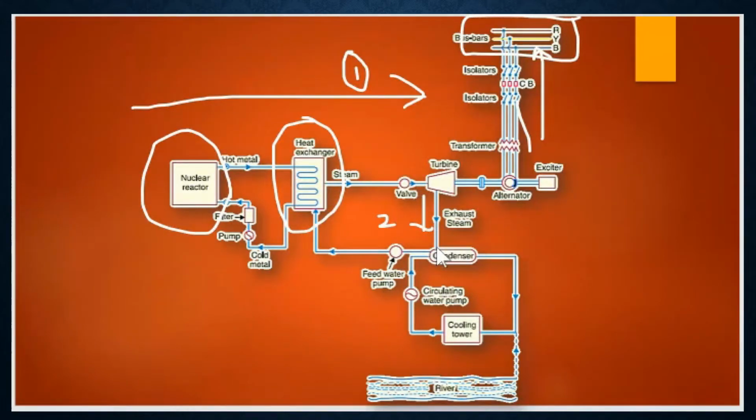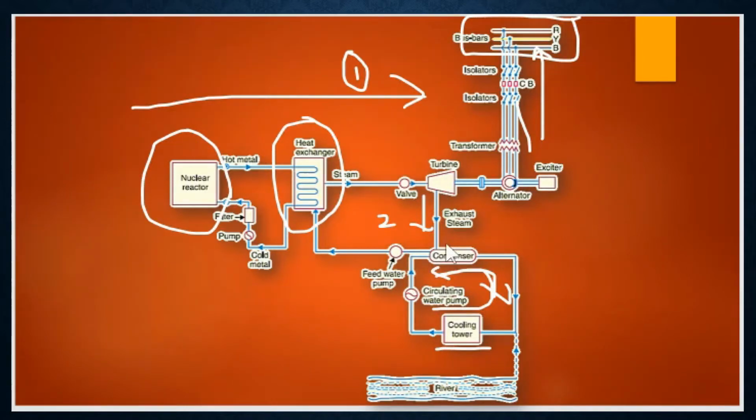That steam will go into the condenser, and some cool water is circulated into the condenser through the cooling tower. Through the cooling tower, what are they going to do? They are going to take some water from the river, and through the cooling tower, sorry, the arrow should be like this. From the cooling tower, it will go into the condenser. Steam is coming like this, and cool water is coming like this.